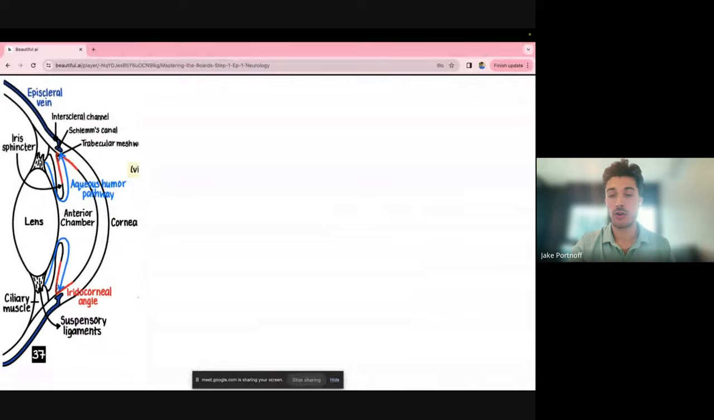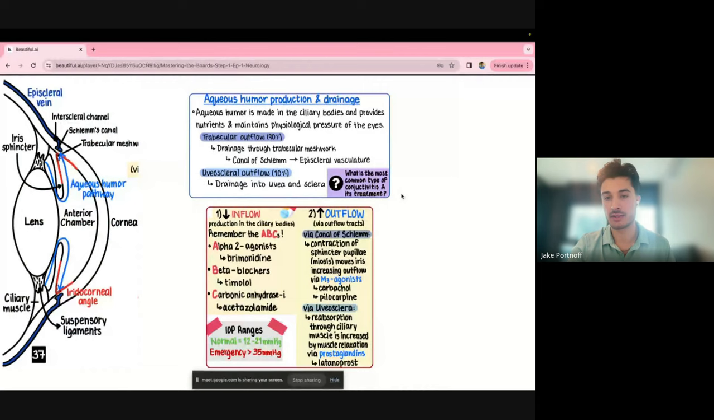Now, there's a second way that we can do that, and that's through increasing our outflow tracts. If we increase outflow via the canal of Schlemm, which is our trabecular outflow tract, this is through agonists of our M3 receptor, such as carbachol or pilocarpine. That was the correct answer in the case of our question.